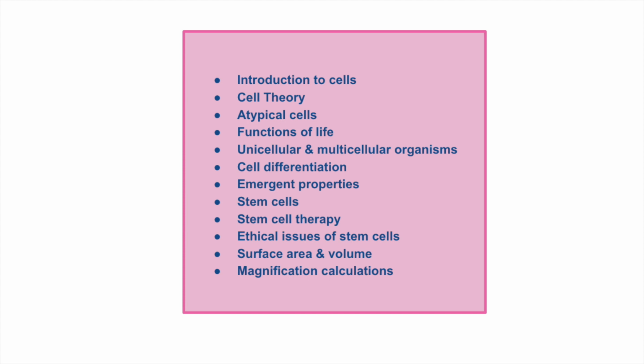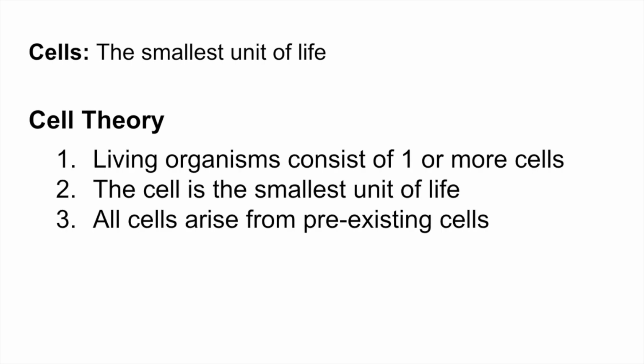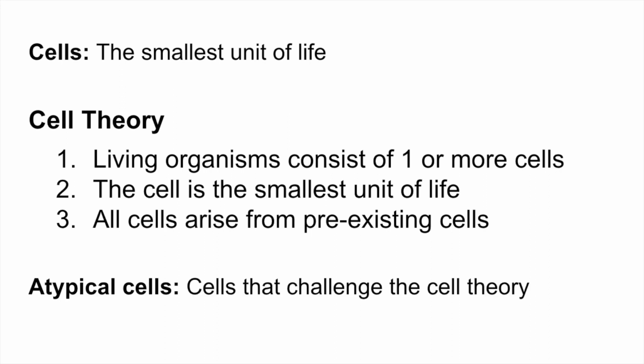Let's get started. First off, what is a cell? Well, it's the smallest unit of life, but this is quite a simple definition. So, in 1838, Theodor Schwann, Matthias Schleiden, and Rudolf Virchow created the cell theory to explain the three most fundamental principles of cells. The first one is living organisms consist of one or more cells. Secondly, the cell is the smallest unit of life. And third, all cells arise from pre-existing cells. However, there are some cells that do not follow all of these principles, and they're known as atypical cells.